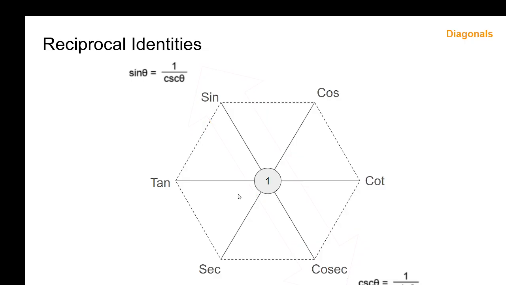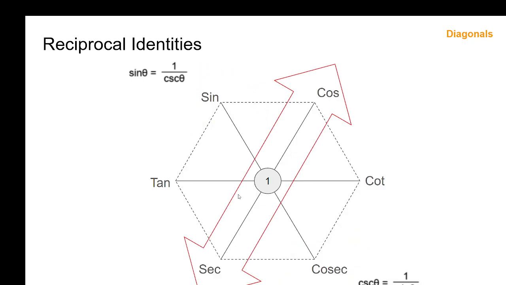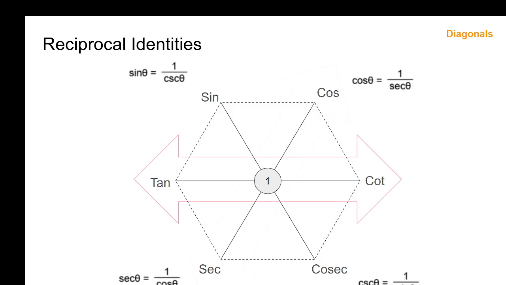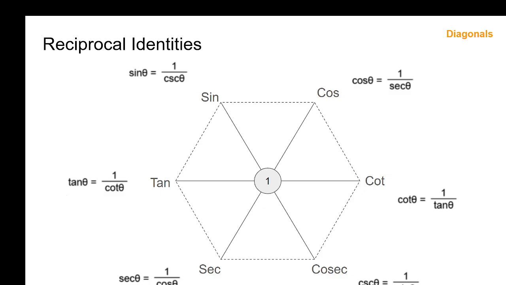Let's move on to the next diagonal. Cos and secant are reciprocal to each other, and similarly the next diagonal, cot and tan are reciprocal to each other. That's how we derive the reciprocal identities using this magic hexagon through the diagonals.